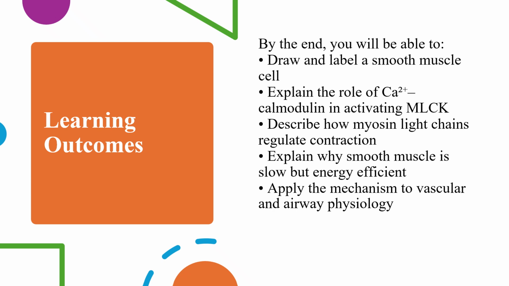At the end of this tutorial, I expect you to know how to draw and label a smooth muscle cell. Then we move into the signaling core, the interaction between calcium ions and calmodulin. Understand how this partnership acts as the switch that activates MLCK, setting myosin into a state where it can generate force. Let's build on this: be able to describe how the myosin light chains regulate contraction.